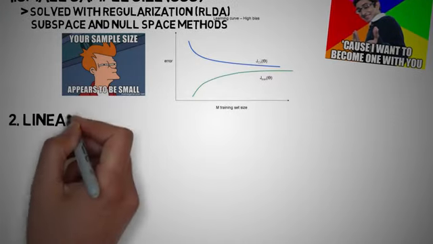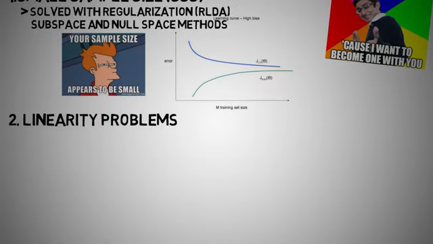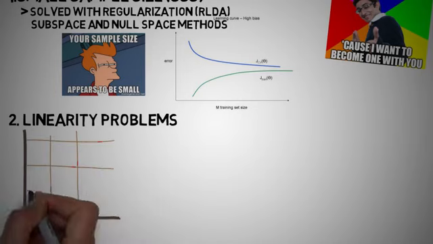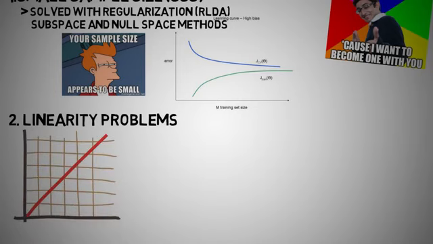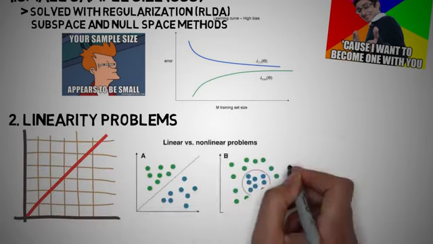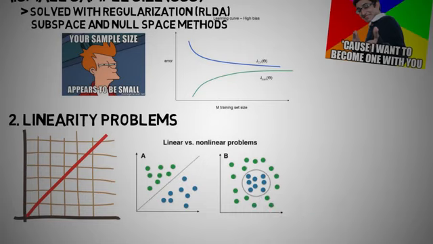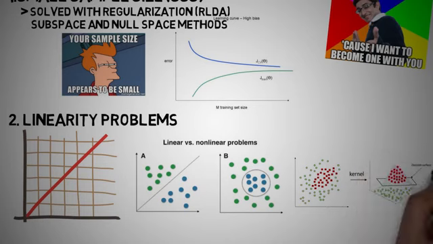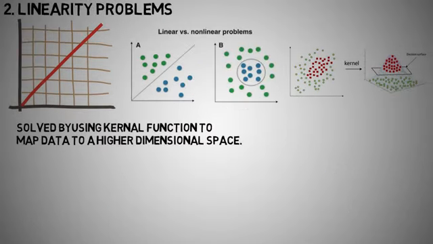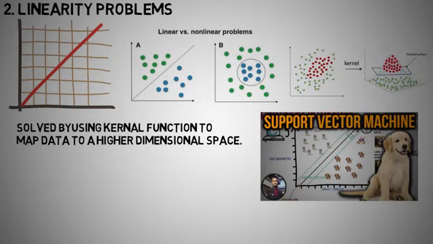Two, linearity problems. LDA is used to find linear transformations that discriminate between the various classes. However, if the classes are non-linearly separable, then LDA cannot find the lower dimensional space. A way to solve this is to use kernel functions or methods to map the original data into a high dimensional space so that the data becomes linearly separable. We've seen this technique being used in our lecture on support vector machines, or SVMs.